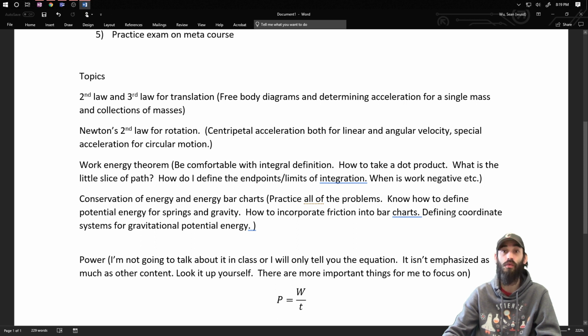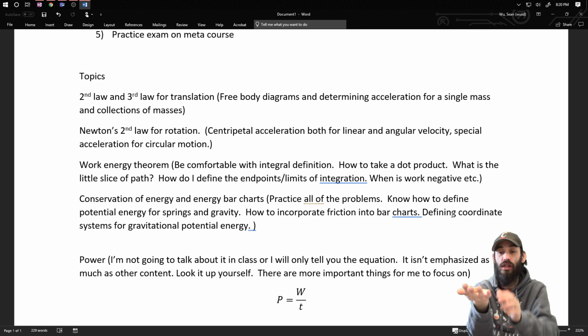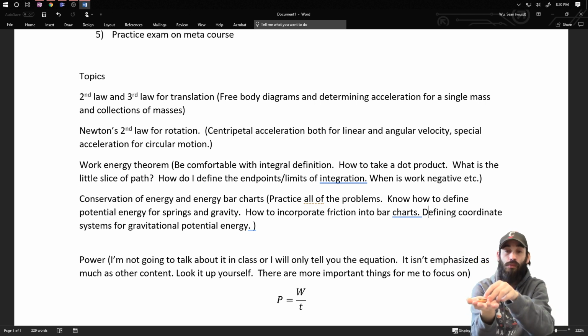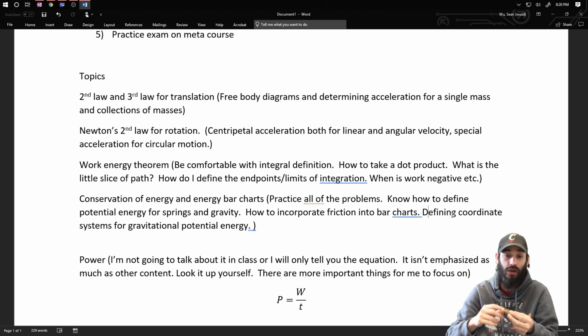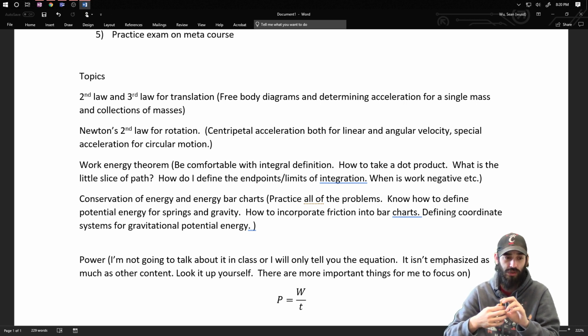systems. When I'm talking about gravitational potential energy, does this have a potential energy of 0? Does it have a potential energy of whatever height it is above my desk? It really matters how I'm defining 0. And so you need to be very careful with energy bar charts and conservation of energy when it comes to gravitational potential energy, because it really matters how you're defining your coordinate system and where you're measuring your gravitational potential energy relative to. We're going to be practicing that a bit more in class tomorrow.